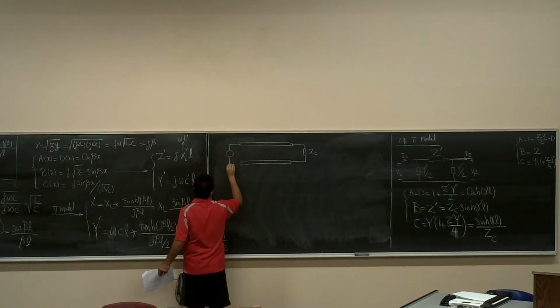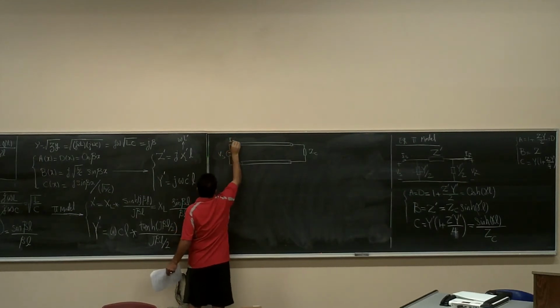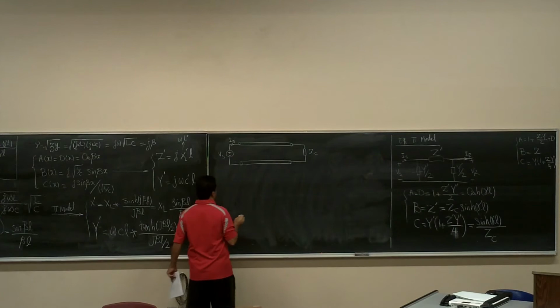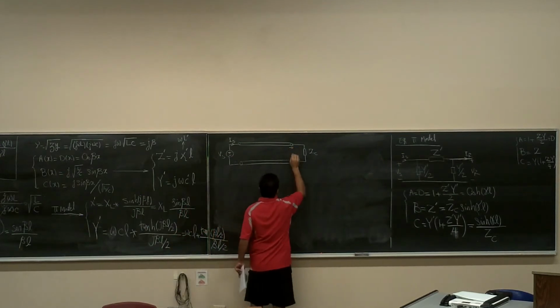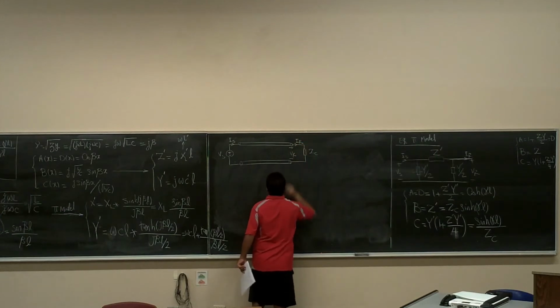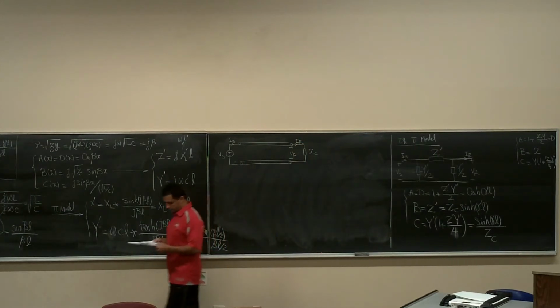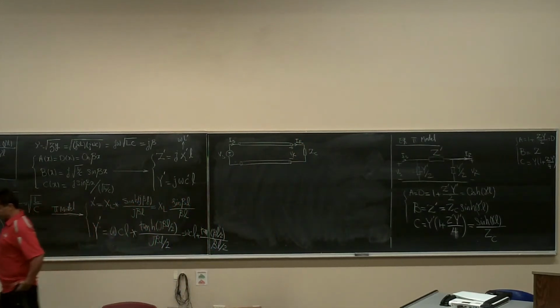It's a very interesting thing here. Let's see here. VS is here, and here is VR, IR. I have a lossless transmission line. This one is connected to a load equal to the surge impedance of the line. So let's see what's going to happen.